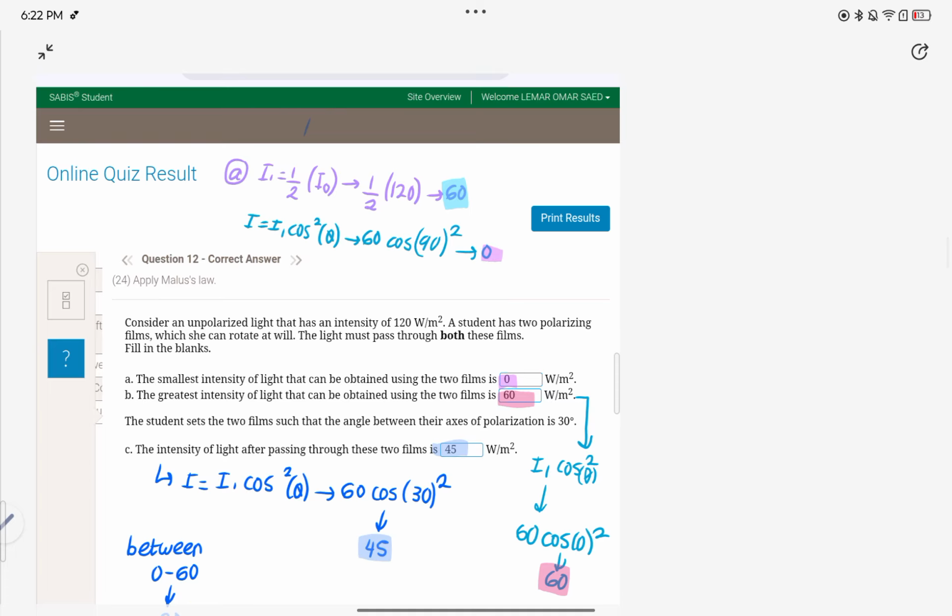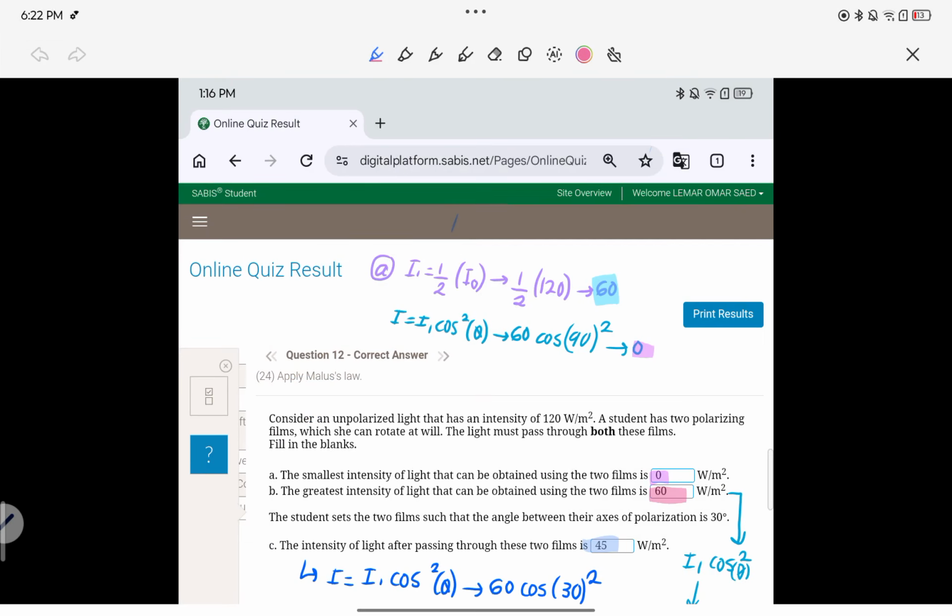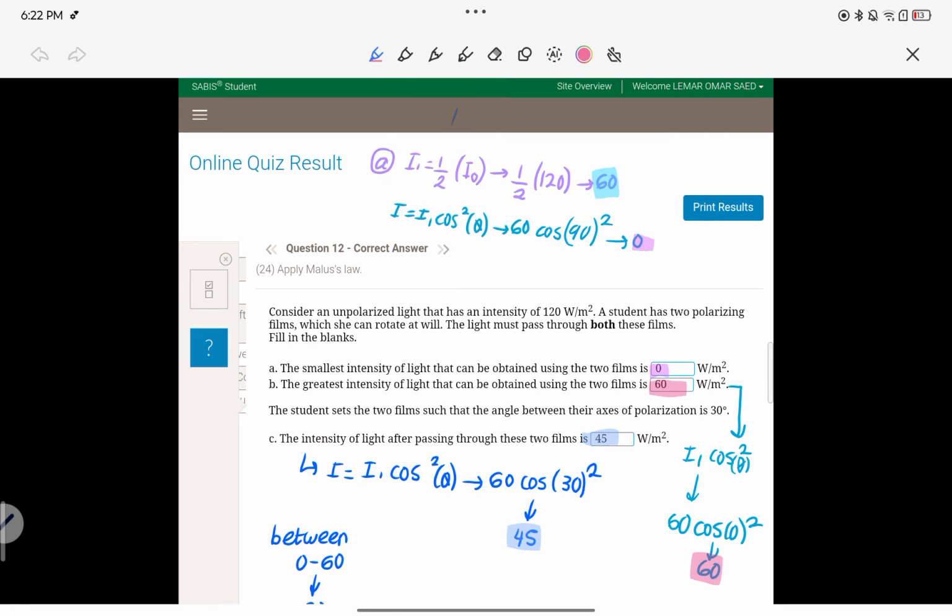Question number 12. We have to know that I1 is 1 over 2 I0. They already gave it to you, it's equal to 60. Now, how do I find I? I is equal to I1 cosine squared angle. We know it's 60 because we found it here, I1.